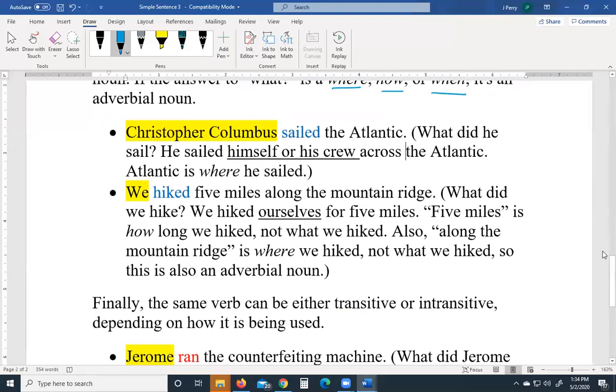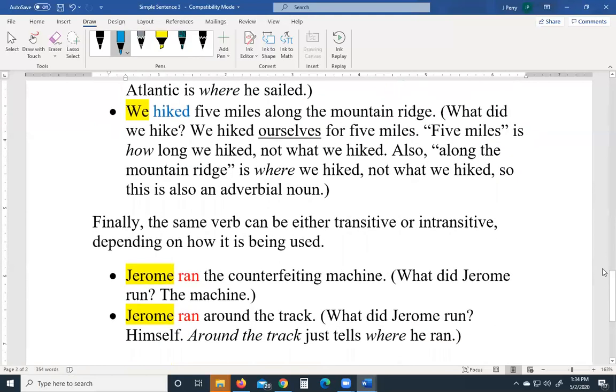So Christopher Columbus sailed the Atlantic. Sometimes we don't put in that little across. So we ask, what did he sail? Well, he certainly didn't sail the Atlantic. You cannot dive into the Atlantic Ocean and sail it. He sailed himself or his crew or his ship or something else. Across the Atlantic is where he sailed it. We just left out that detail. The Atlantic is where he sailed, okay? We hiked 5 miles along the mountain ridge. We hiked what? Or what did we hike?